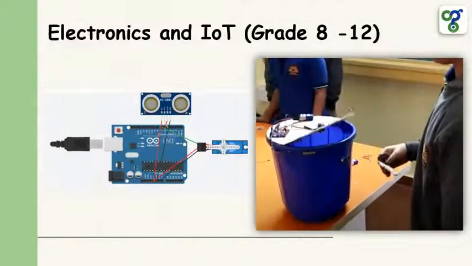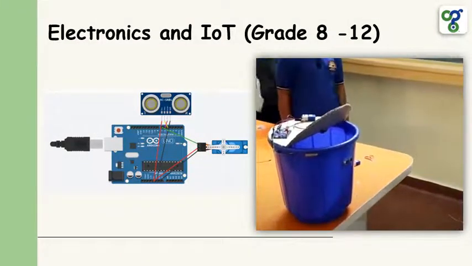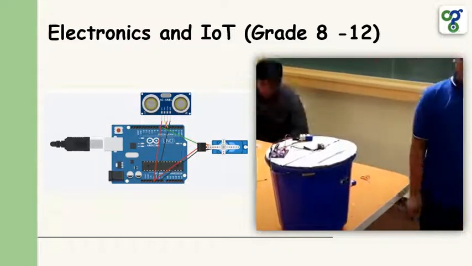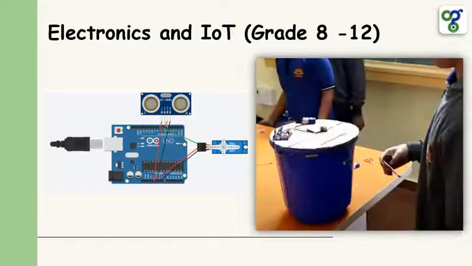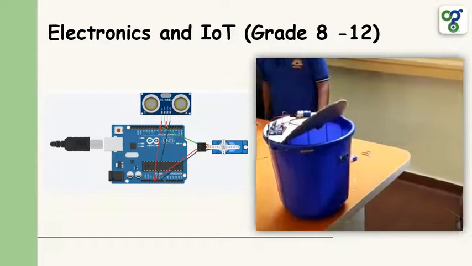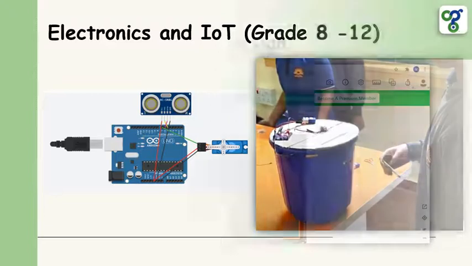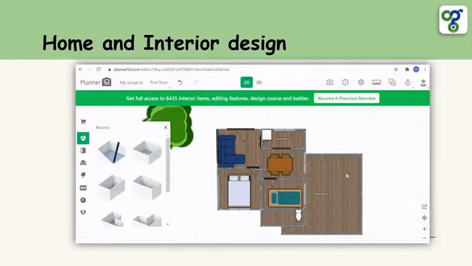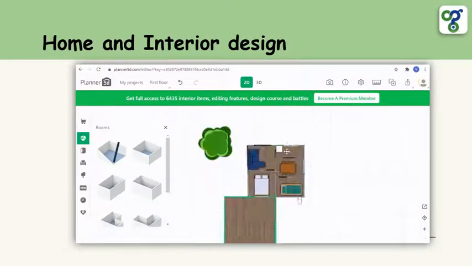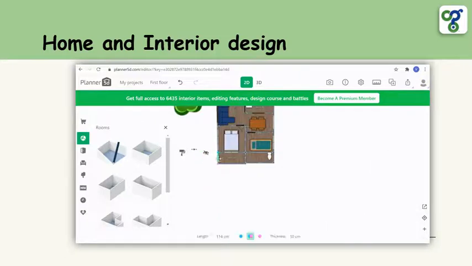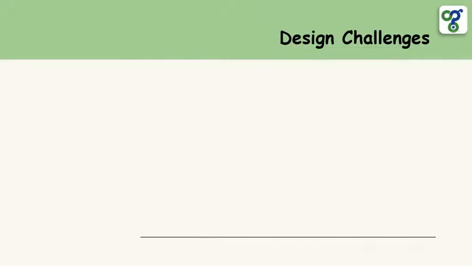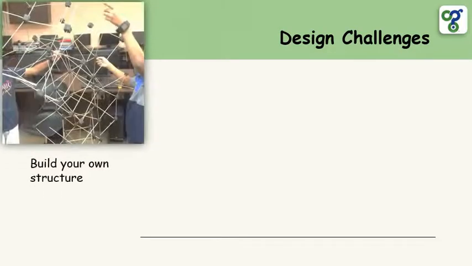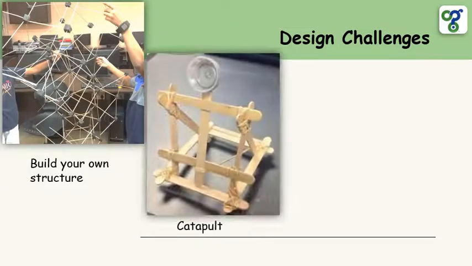The next offering involves making smart devices and gadgets using electronics and Internet of Things. Basic lessons can be done virtually while more advanced lessons require use of physical components and kits. Shown here is the use of simulation to teach basics of architecture and interior design. Other than the technology-based lessons, the Maker program also has design challenges that nurture creativity and innovation among students.